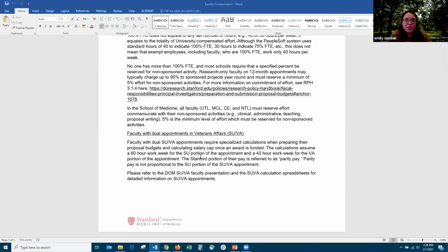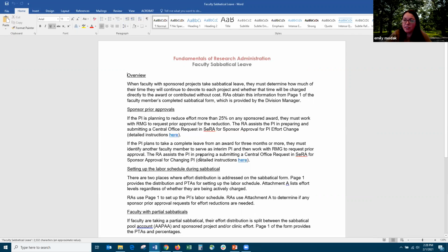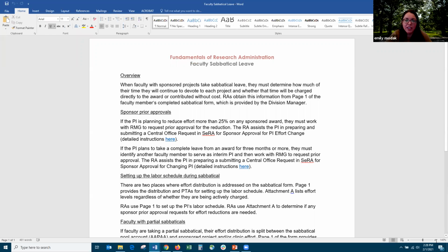I also want to talk to you just a little bit about sabbatical leave. Sometimes faculty do take sabbatical. When they do that, we research administrators want to be pretty involved in making sure that the grants are taken care of while they're on leave. They need to determine how much of their time while they're gone they're going to devote to each project, and whether that time is going to be charged directly to the awards or charged without cost. So I want to point out a couple of documents you're going to need from the division manager in order to set up the effort charging accurately while they're away.